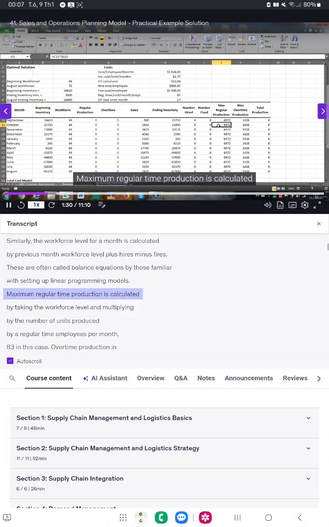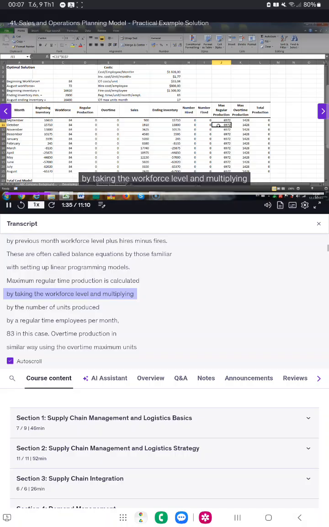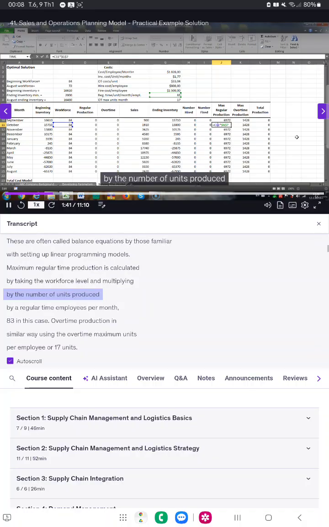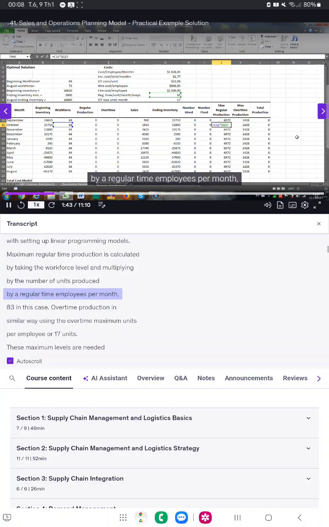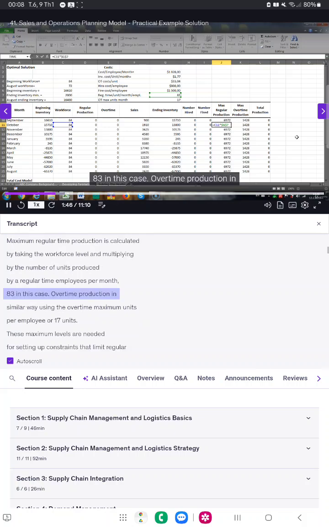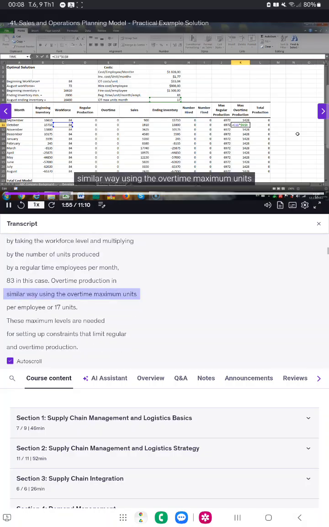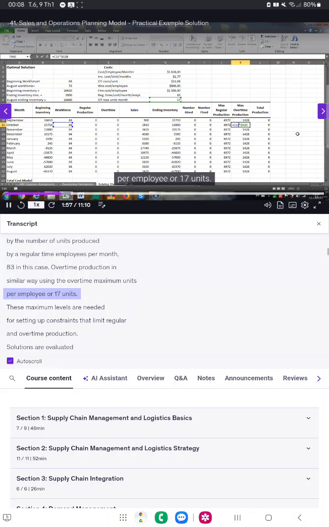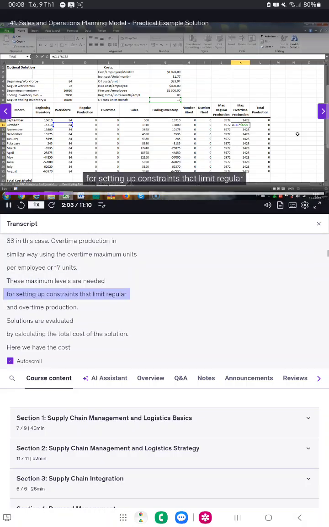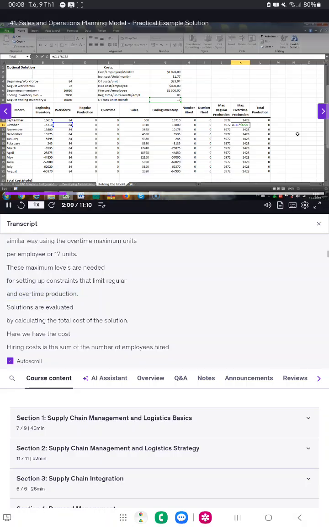Maximum regular time production is calculated by taking the workforce level and multiplying by the number of units produced by a regular time employee per month, 83 in this case. Overtime production is calculated in a similar way, using the overtime maximum units per employee, or 17 units. These maximum levels are needed for setting up constraints that limit regular and overtime production.